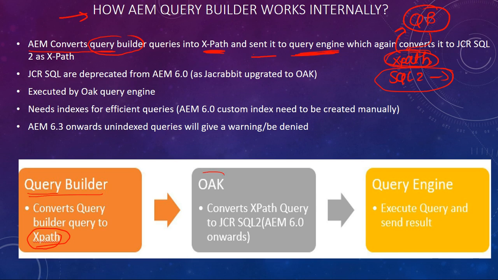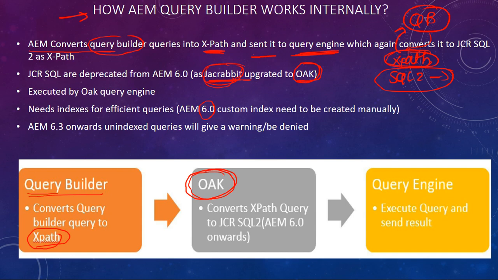And this is the Oak query engine. Before that, in 6.5, 6.0, or before version 6.0, we had Jackrabbit. We had one engine, that is Jackrabbit, but SQL is deprecated, so we are not using Jackrabbit. From 6.0 onwards, we are using the Oak engine.